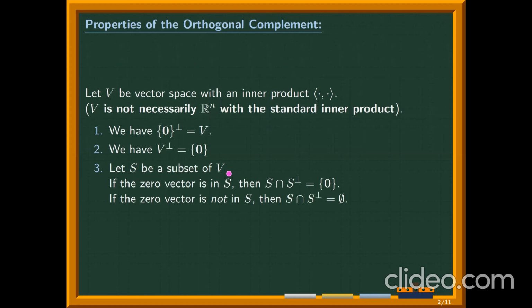Suppose S is a subset of V. Note that if the zero vector lies in S, then the intersection of S with its orthogonal complement is the zero subspace. Otherwise, meaning if the zero vector is not in S, then S and its orthogonal complement have empty intersection, so they don't have any common elements. The reason for these statements is that the only vector that is orthogonal with itself is the zero vector.